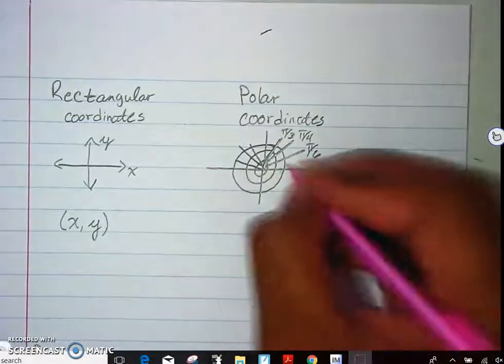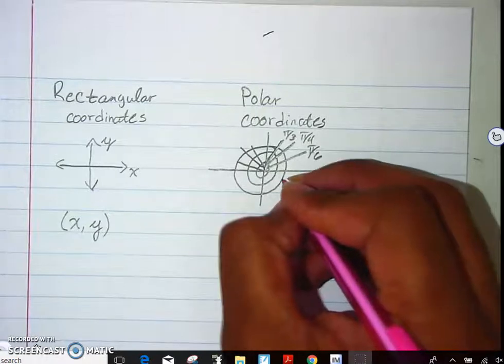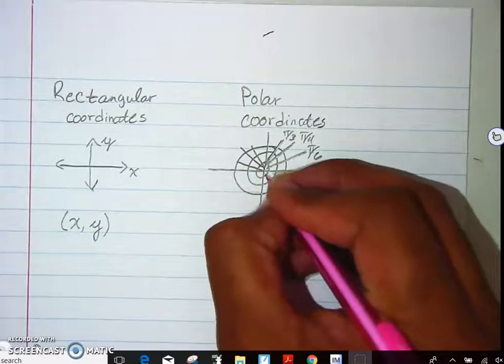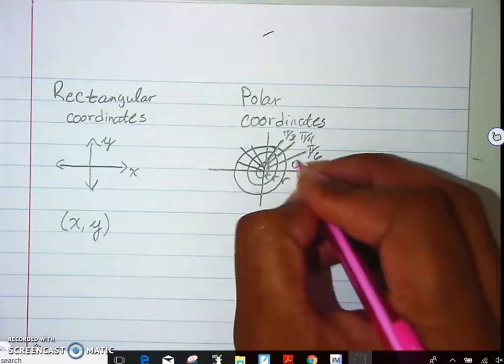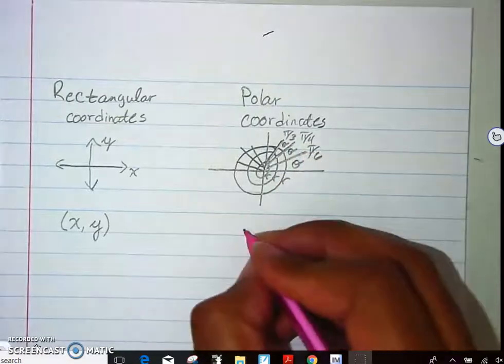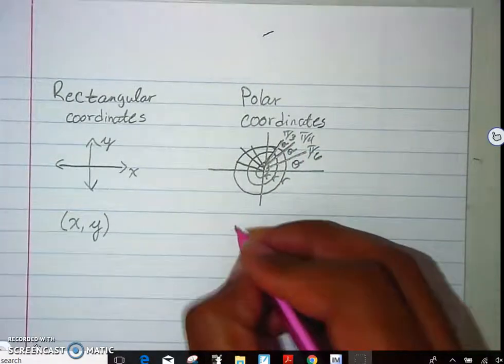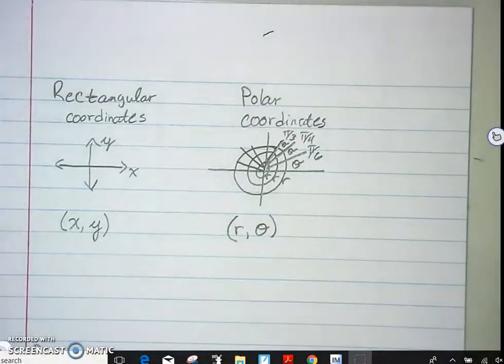And we said here that the rings were the r's, and these parts here were our angles. So when it came to our actual polar coordinate, it was r theta. And so we're going to have to be able to go back between the two.